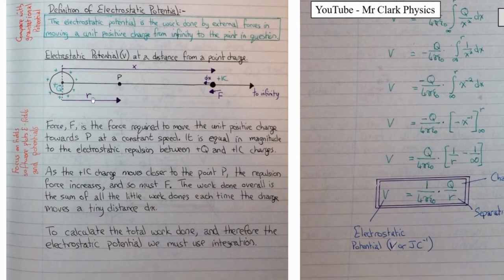So to define some terms, I'm going to start at infinity, and then I'm going to end my journey at a certain point P. Point P is a distance r from the starting charge, and the current position I'm at, somewhere in between, is going to be defined as x. And then there's a certain force between my big charge and my little test charge at this point, and I'm going to move it a tiny little distance along. I'm going to move it dx.